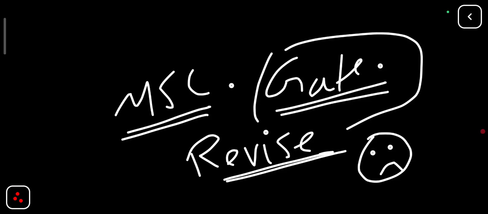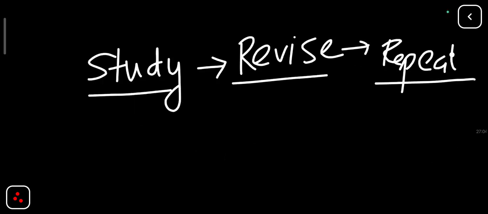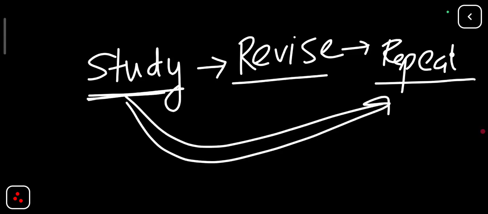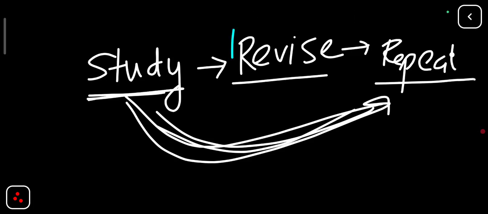But in the case of competitive exams like CSIR NET or GATE or any other exams, things are different. If you don't revise, your brain forgets. I repeat, if you don't revise, your brain forgets. So the real mantra to crack this exam is: study, revise and repeat. What I did was just study. I actually didn't revise.